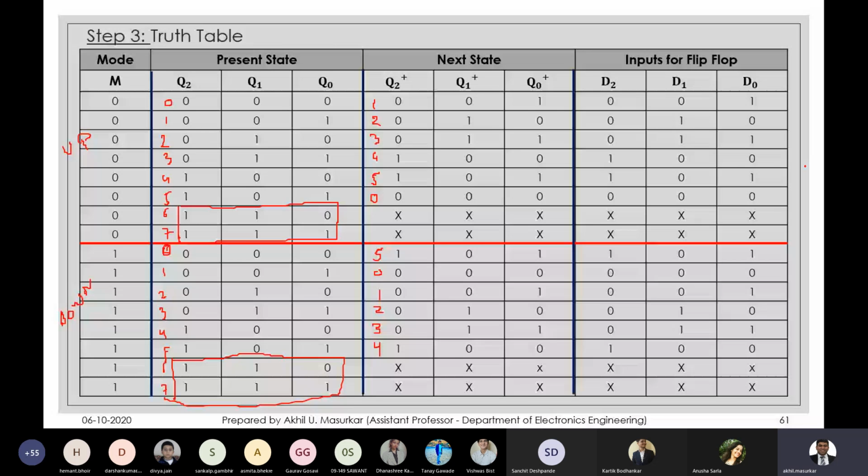So for an up counter, the reset is at 0, 0, 0. But for a down counter, the reset is at the max value. Understood? Okay, sir. See, it's like a signal.